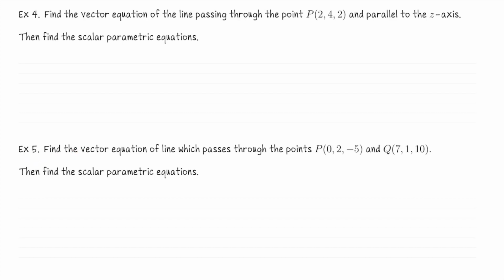And then for our second example, we'll find the vector equation of a line which passes through 2 points. So that was one of the other characterizations of a line we gave at the beginning. If you've got 2 distinct points, then there's exactly one line that passes through both of them.